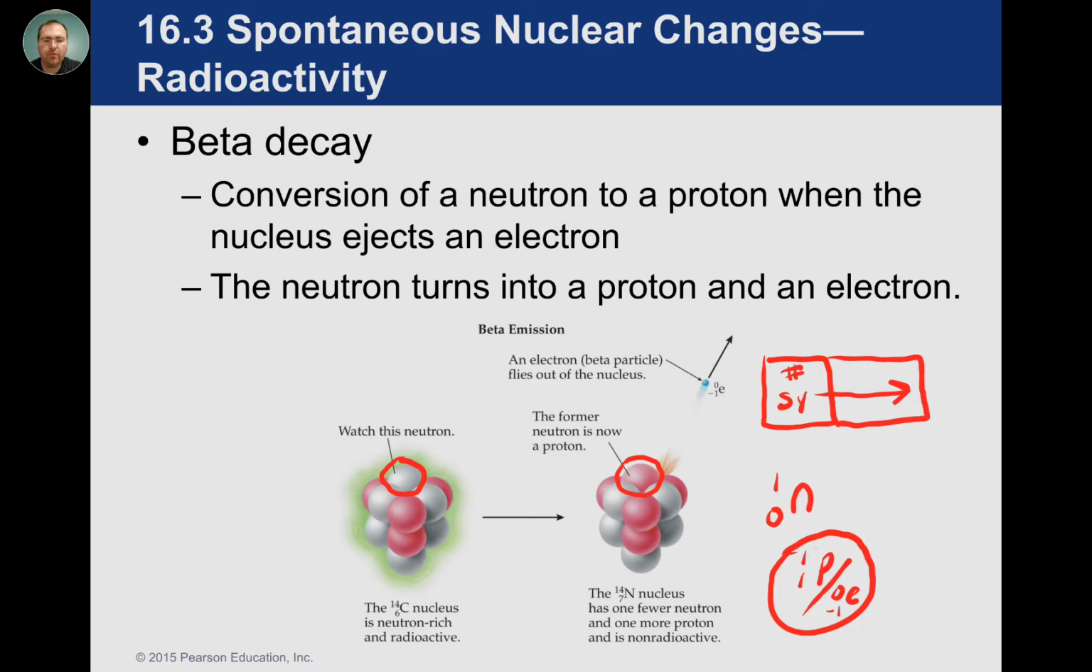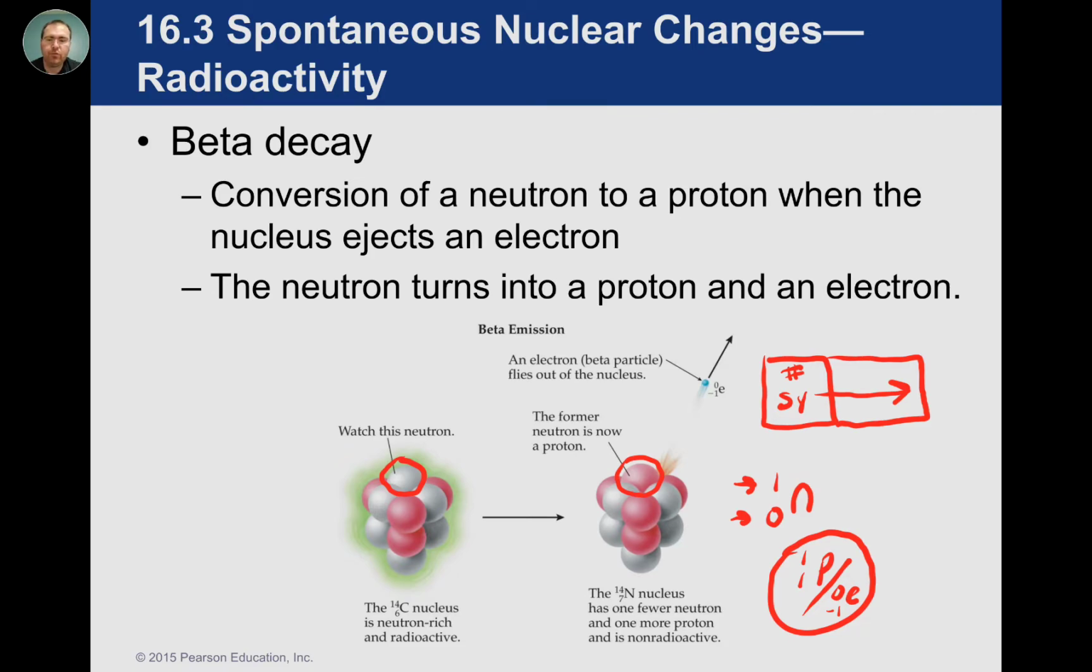A 1 on top for a proton and a 0 on top for an electron gives you 1 in mass. A 1 on the bottom for the atomic number, the charge, so to speak, for a proton, and you have a -1 for that of the electron. 1 minus 1 gives you 0. So mathematically, it makes sense.